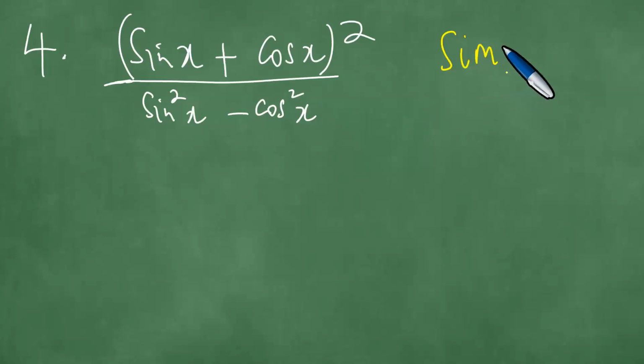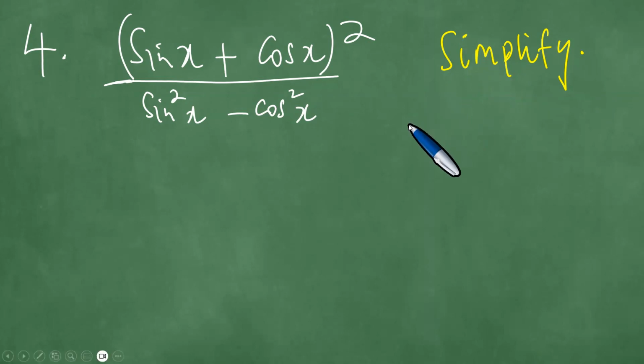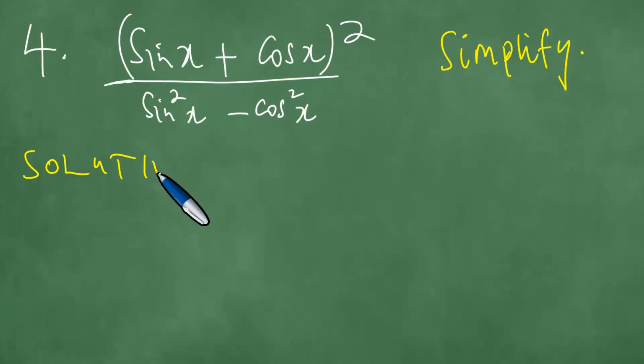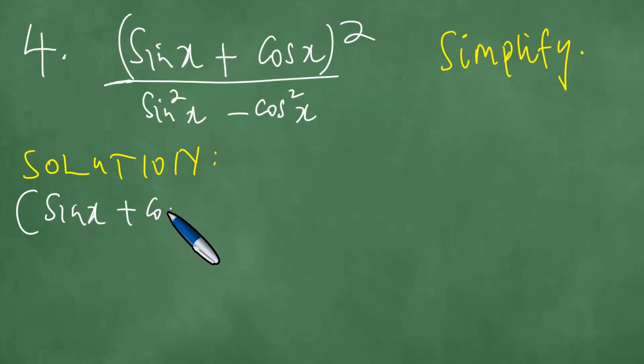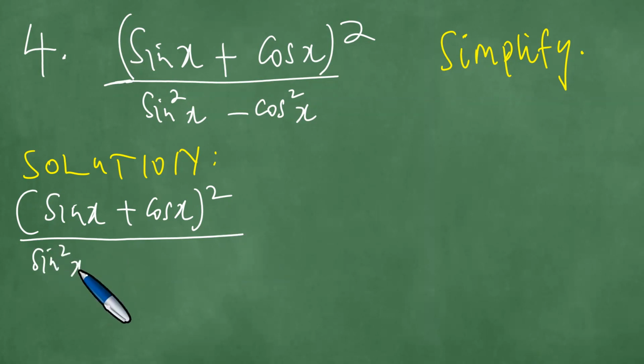How do we simplify this? Anyone? I think we expand the bracket. Yes, we expand the numerator. So in presenting a solution, we expand the numerator by opening up the parentheses. We have sine x plus cosine x, squared, divided by sine squared x minus cosine squared x. Because it's being squared, we expand it.